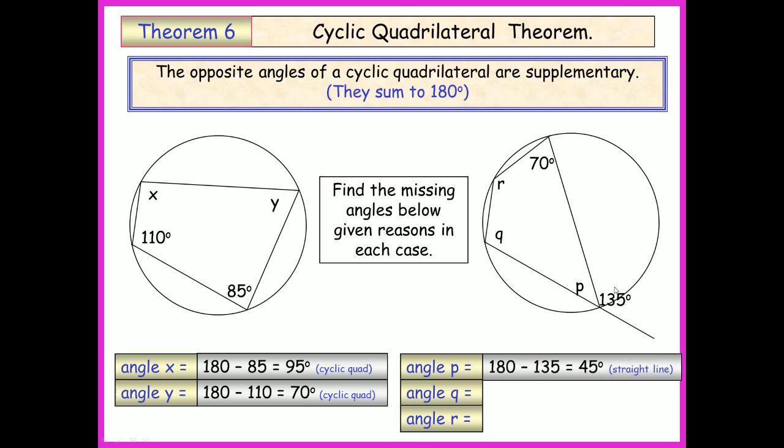And then I can use my opposite angle theorem from a cyclic quadrilateral. So q's next. So if 70 and q add up to 180, so 70 away from 180 is 110. And similarly, we know this is 45. We know r and p have to add up to 180, so that's 180 minus 45, which is 135.